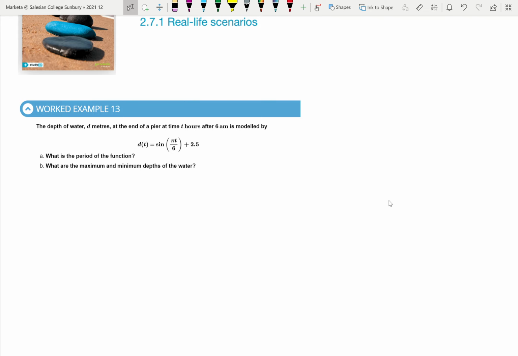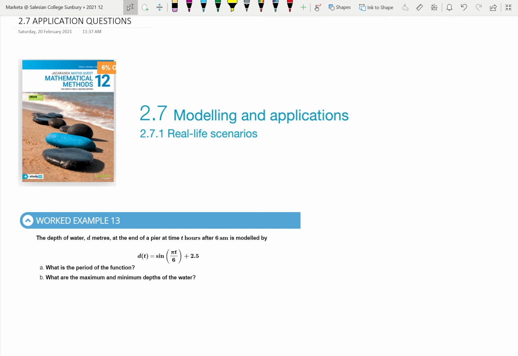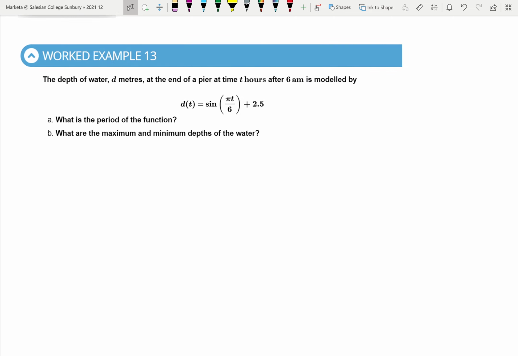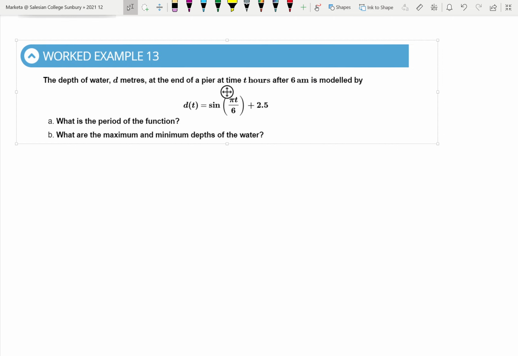Hi guys, today I'm going to be working through the example question from 2.7. This is the modelling and applications, real life scenarios apparently. So this is from your Year 12 jacplus textbook, and we're going to look at this one here, which is talking about the depth of water.